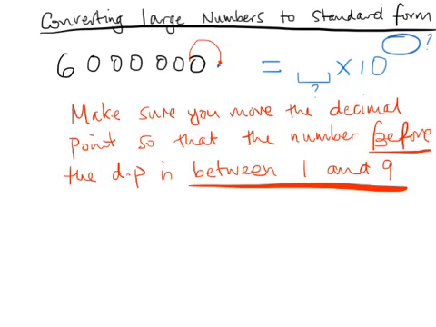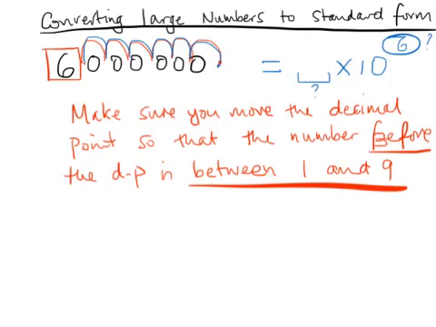We moved it once, and you say, is this number between 1 and 9? No, it's 60,000. It's nowhere near between 1 and 9. Move it again, twice, 3 times, 4 times, 5 times, 6 times, and now we can see that the number before the decimal point would be a 6, and 6 is certainly between 1 and 9, so we stop. So how many times did we move that decimal point? Once, twice, 3, 4, 5, 6. So we moved it 6 times, and that 6 goes in that box there. So that's the power, how many times you move the decimal point.